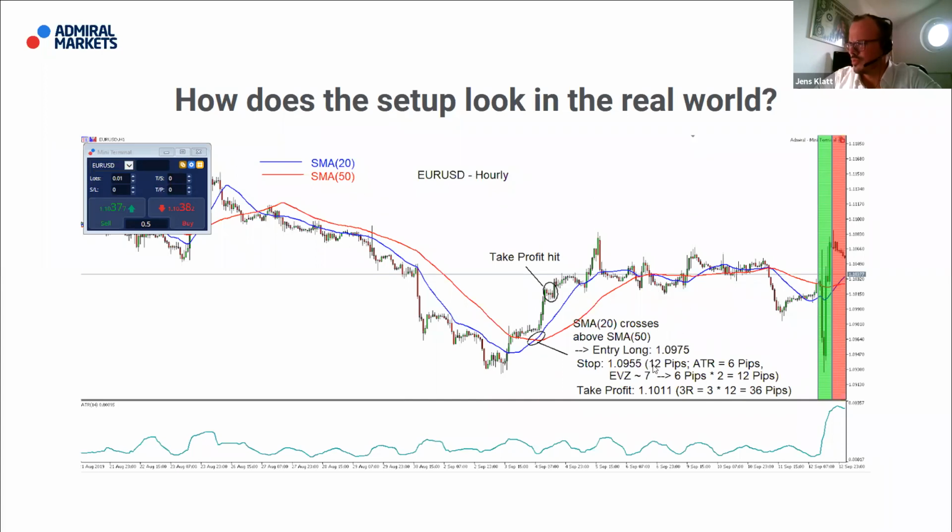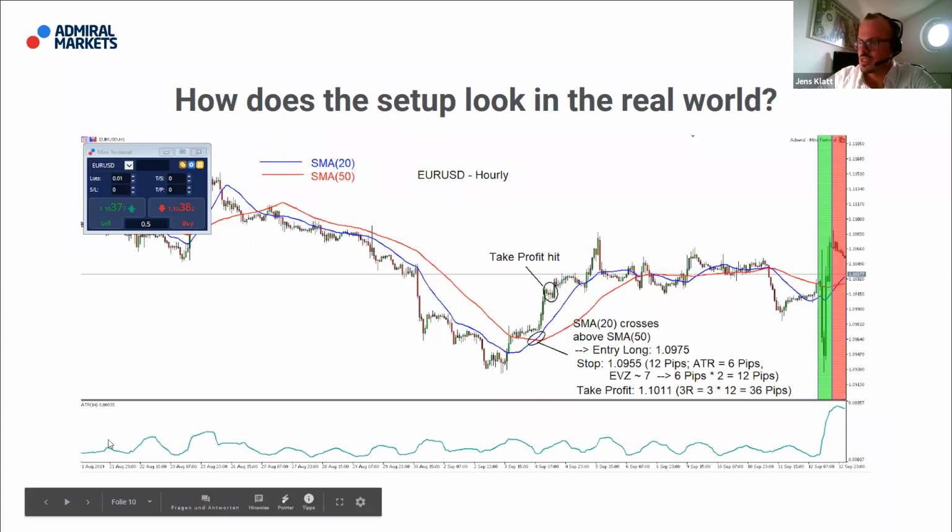I'm sorry, the 12 pips is wrong. It should be 20 pips. It's very simple because, oh no, it's right. Everything's correct. It's 12 pips. But the stop should have been here, not at 55, but in fact at 63. The ATR, this is what you can see here below the chart. The ATR during that time was 6 pips. So EVZ during that span was 7.